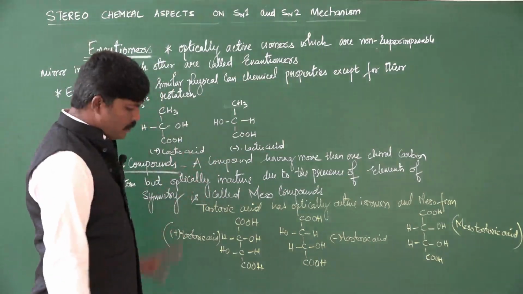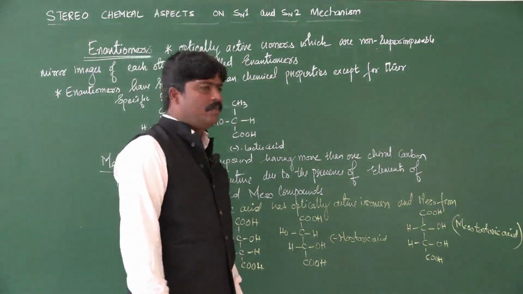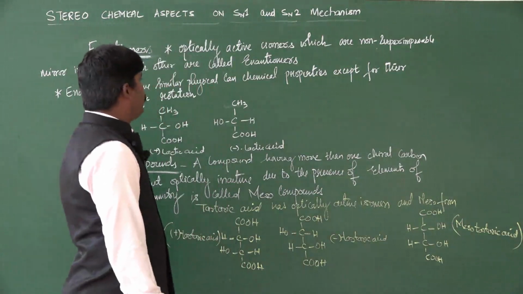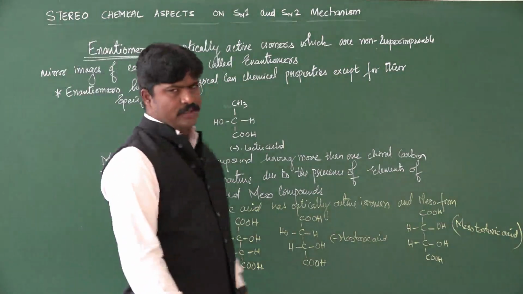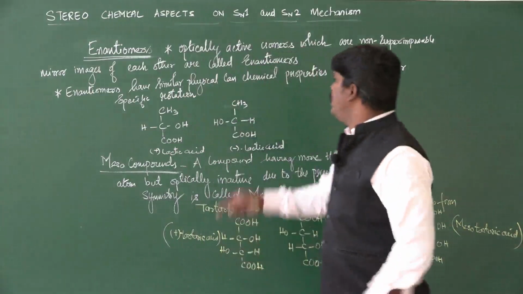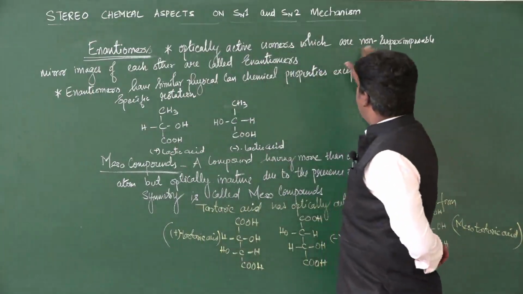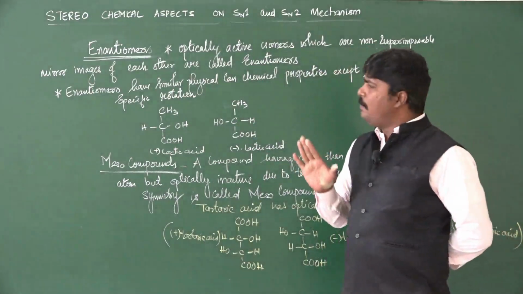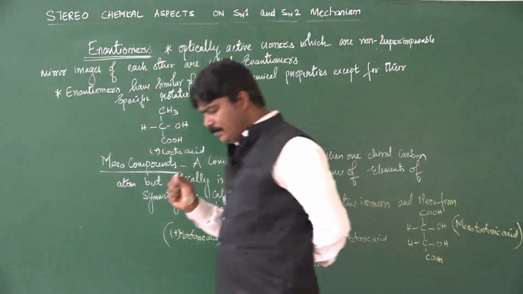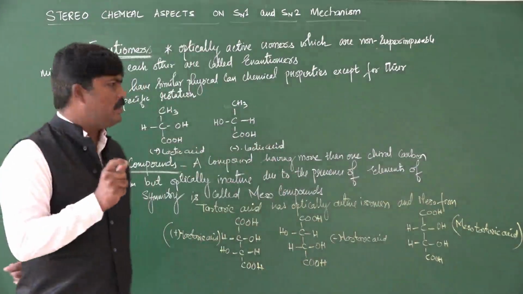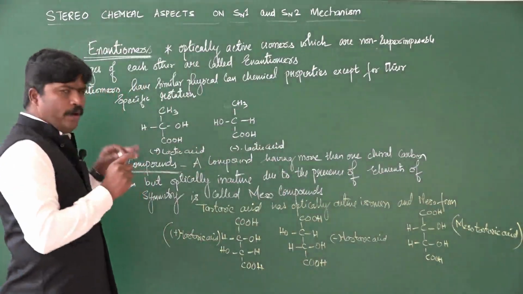Now what are enantiomers? Usually a 2-mark question in the board exam. Enantiomers are optically active isomers. They are optically active isomers which are non-superimposable mirror images of each other. So it's the isomers, 2 isomers are there. And one more point, how to identify.